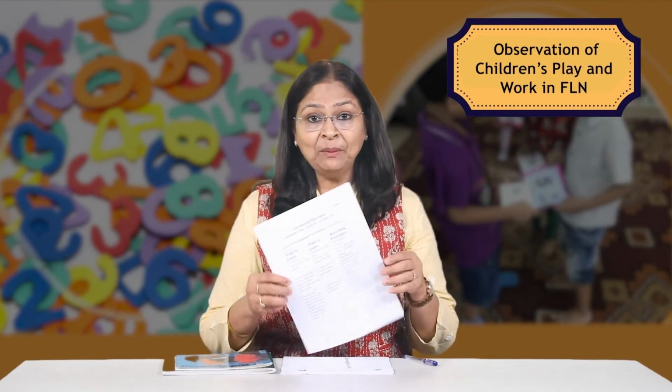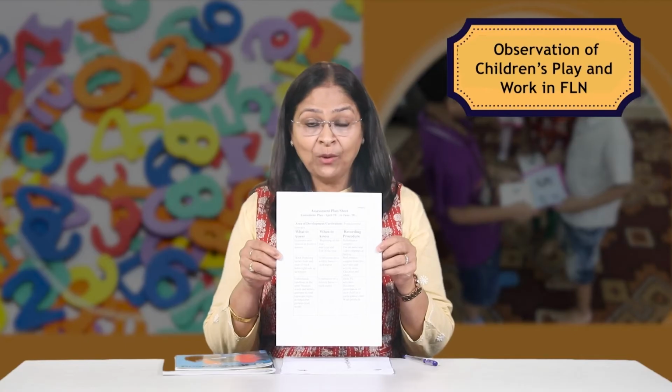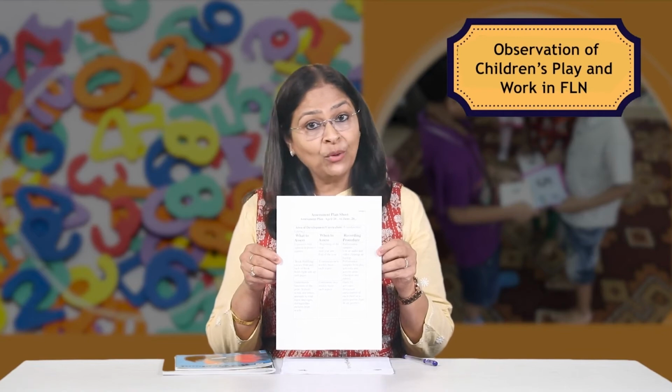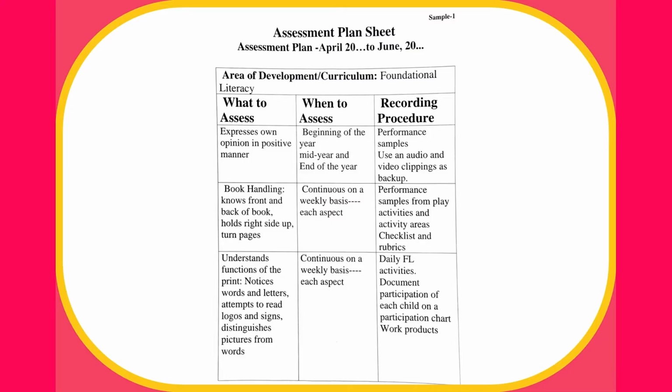Look at this assessment plan sheet. I hope you can also make it on your own. This is one sample where you can make a table and leave space for what to assess, when to assess and recording procedure. You can use another kind of form also for child's reporting of participation by child. What I am showing you is just a sample. You may create your own.